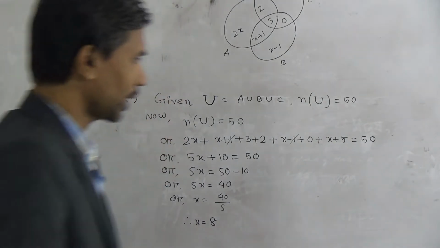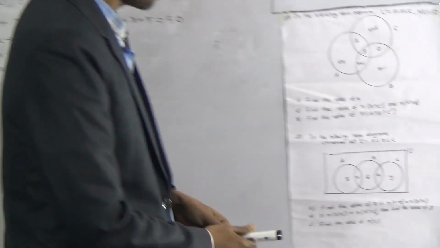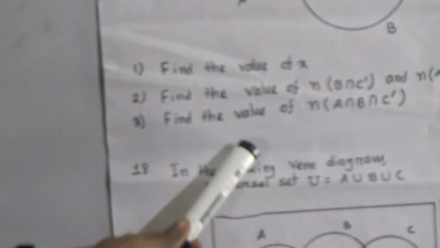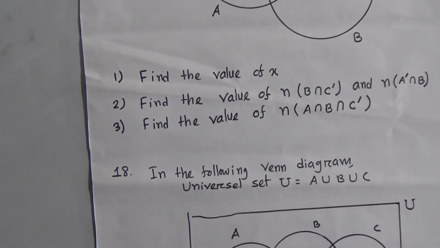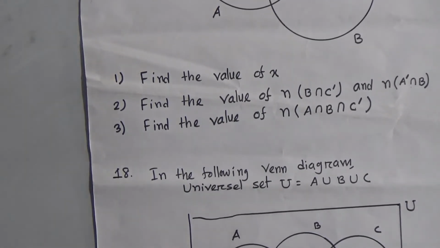Now look again, see the figure. Find the value of the number of B intersection C complement and the number of A complement intersection B. Okay, the number of A complement intersection B. Okay, student.